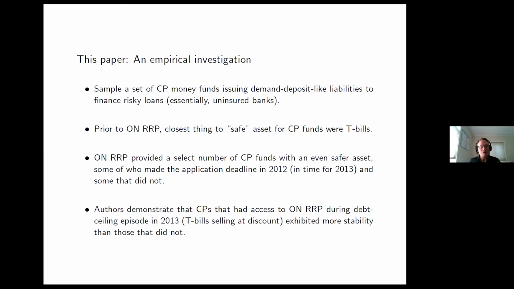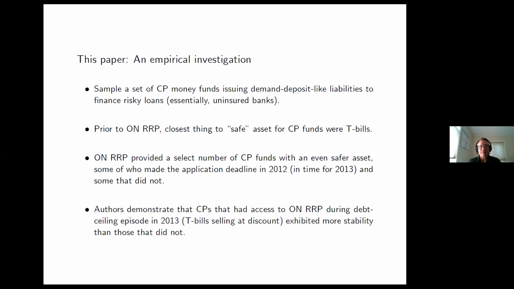Because what the overnight reverse repo facility did was to provide a select number of commercial paper funds with an even safer asset. Some of these funds made the application deadline in 2012 to have access to this facility in time for 2013, and some funds that were technically eligible, arguably with the same sort of properties as the other funds, missed the deadline for some reason, and so were not eligible for using the facility in 2013. And why this is interesting is because in 2013 we had that debt ceiling fiasco that manifested itself as pretty sizable discounts on even T-bills at the time, and I was very surprised to see that data. It was very interesting.